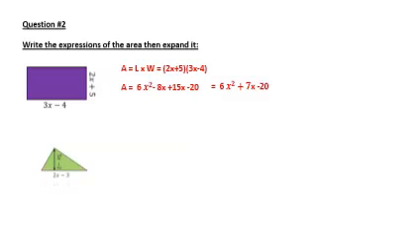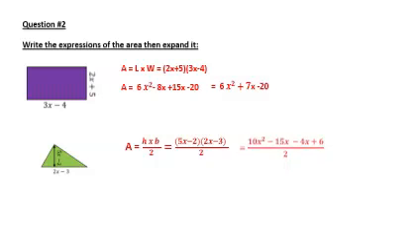Also, we have a triangle, and the area of the triangle is height times base over 2. So the height is 5x minus 2 and the base is 2x minus 3 over 2. We expand, and this is the expanded form of the area of the triangle. So I multiply every term in the first bracket with every term in the second bracket. The same objective, the same concept all over again.